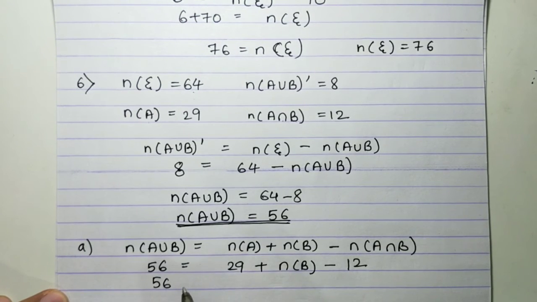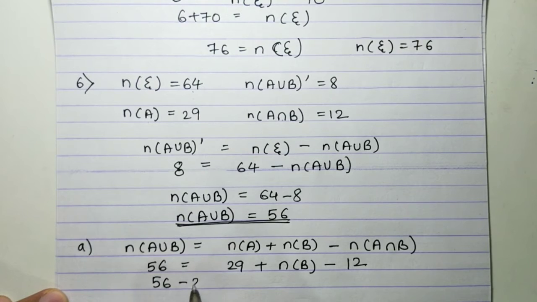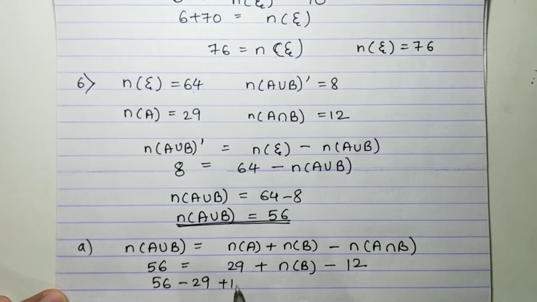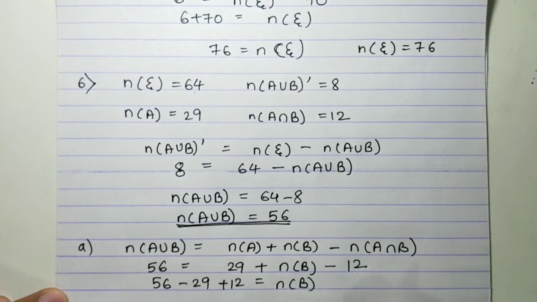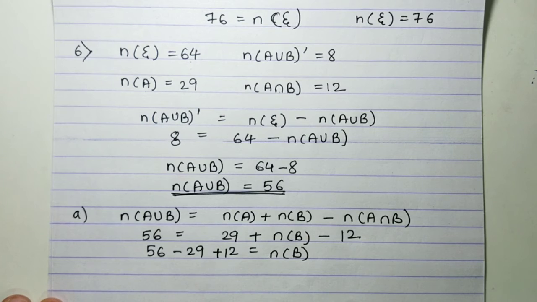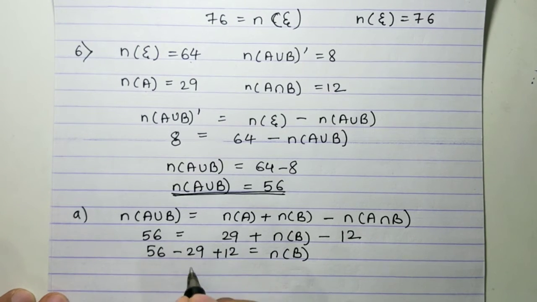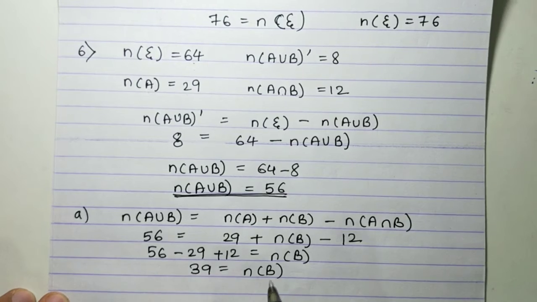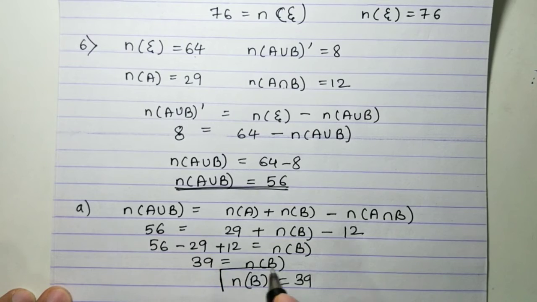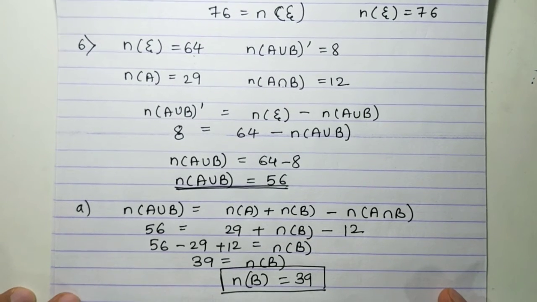So 56. This 29 will come here and become minus 29. This minus 12 will shift to the left hand side and become plus 12. Okay, solve this. 56 minus 29 plus 12. Your answer will be 39. That means B is 39. Cardinal number of B is 39.